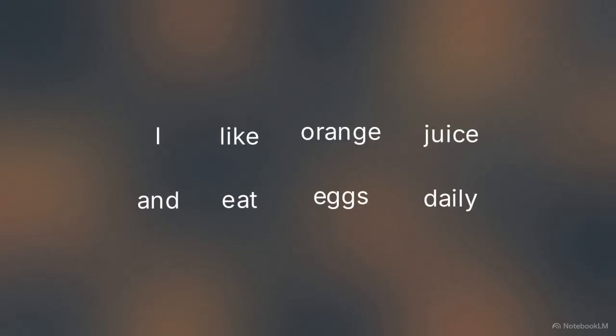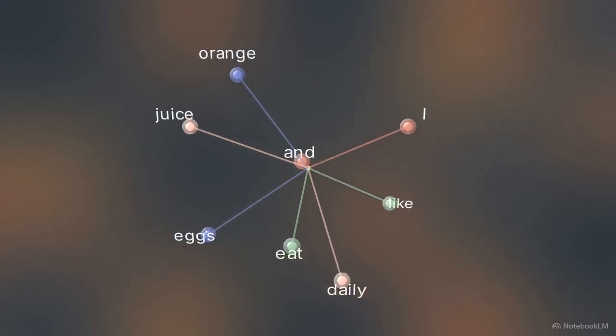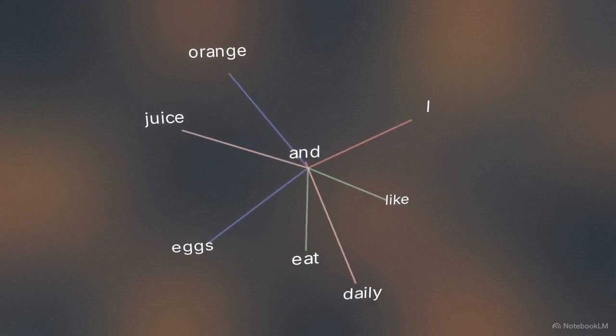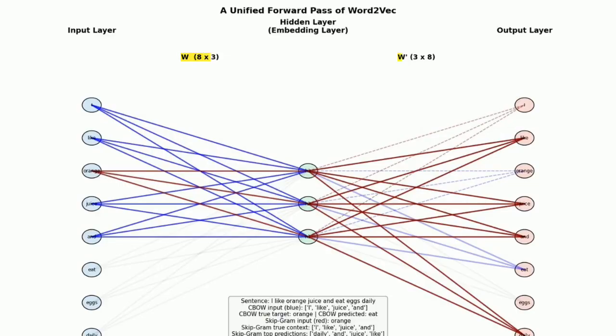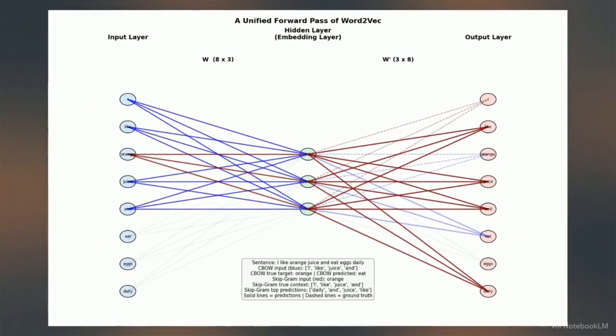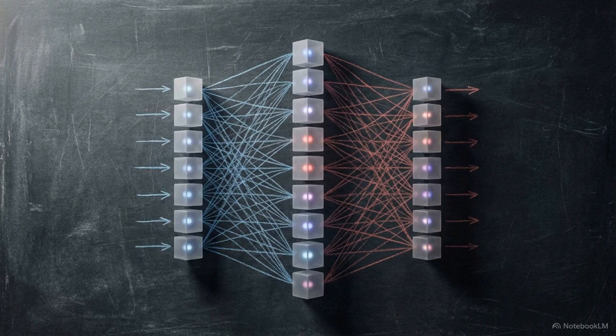We will use a microcorpus with a tiny 8-word vocabulary and set our embedding space to 3 dimensions. Notice our network's 2 weight matrices, input to hidden W and hidden to output W prime. In continuous bag of words, blue lines average surrounding context vectors to predict one target word. Skipgram uses one target word to predict multiple context words. The center nodes remain static. Word2Vec is a flexible family of predictive objectives utilizing the exact same architectural geometry.